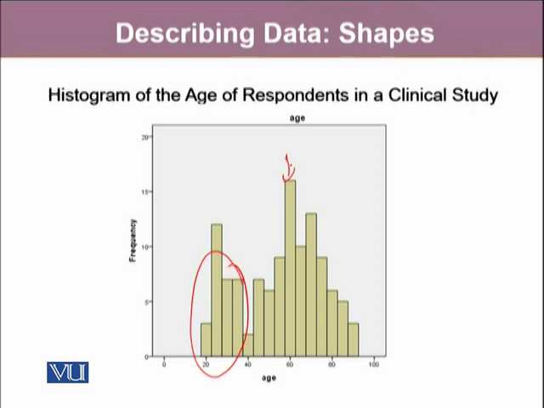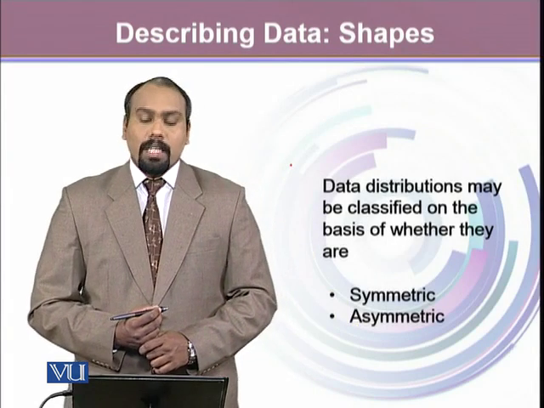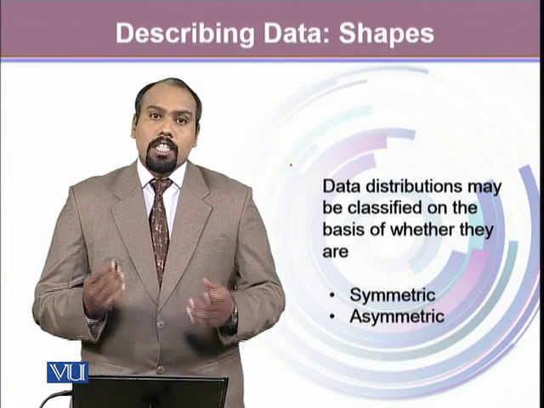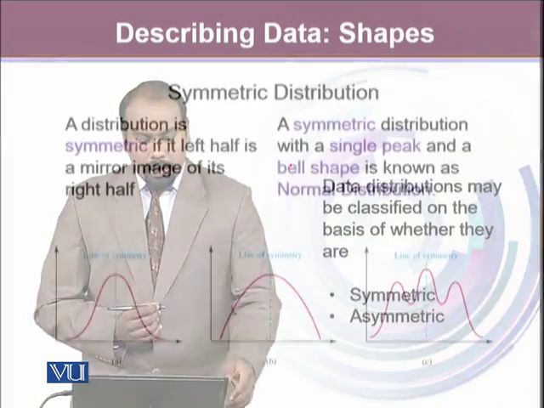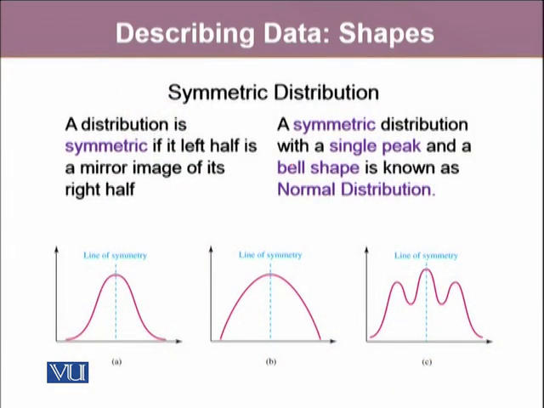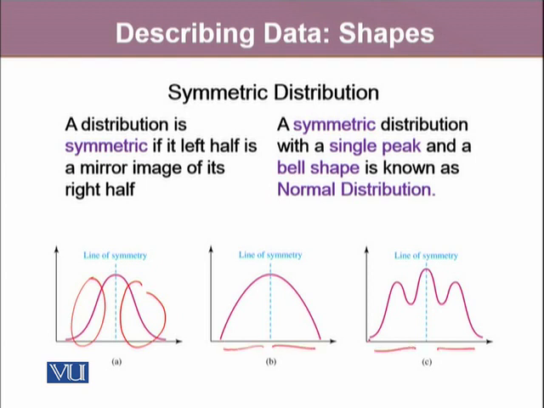So data distributions may be classified on the basis of whether they are symmetric or asymmetric. A symmetric distribution is one where the right side and the left side are mirror images of each other. As you see in the three pictures given below, in A, it's a mirror image from the line of symmetry. In B, it's also a mirror image. And for C, it's also a mirror image.